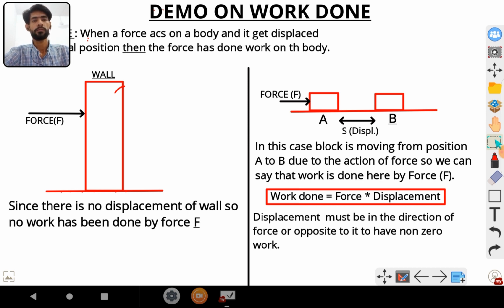There is a wall on which a force F is applied. If we are applying a force on the wall and the wall is not displaced from its position, then the displacement will be 0, so work done will be 0, because work done is equal to force into displacement.